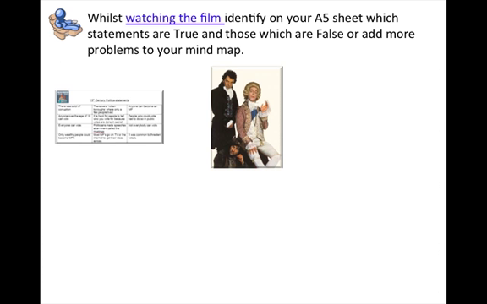Clearly then, there were a lot of problems with the British political system. The next part of your task will be to watch an episode of Blackadder. And what I want you to do in this particular episode is add to your mind map of all the things that are wrong with the British political system at the time.